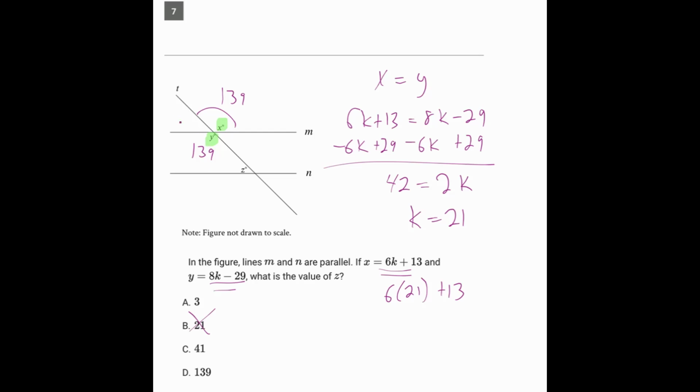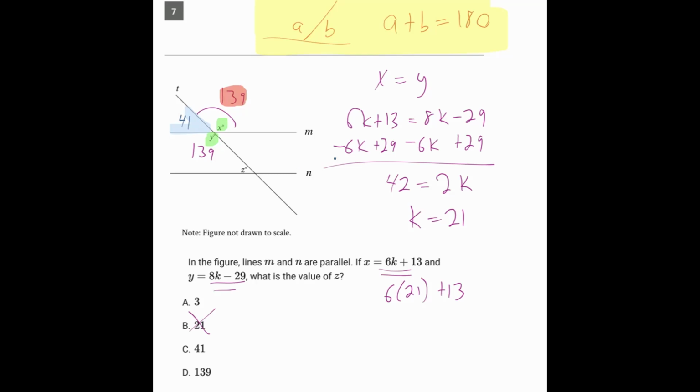And now we can get the angle measure for this angle here. And for that, we can use linear pairs. The idea of a linear pair is if you have two angles, let's say A and B here, that are in that orientation, those two angles will always add up to 180 degrees. We can use that now because we have 139 right here. And so on the opposite side, that's going to be 180 minus 139, which is going to be 41.